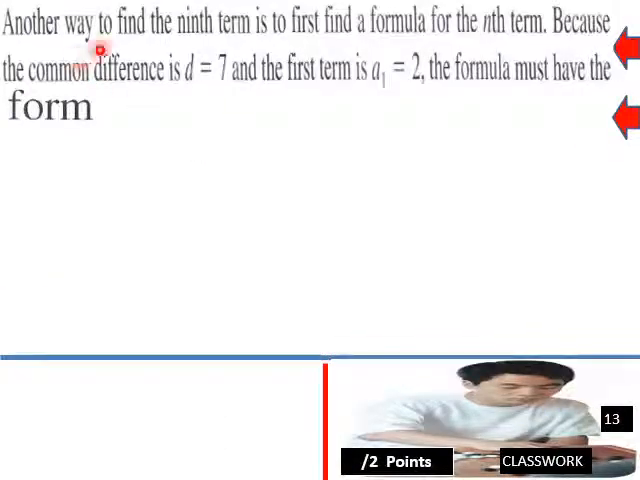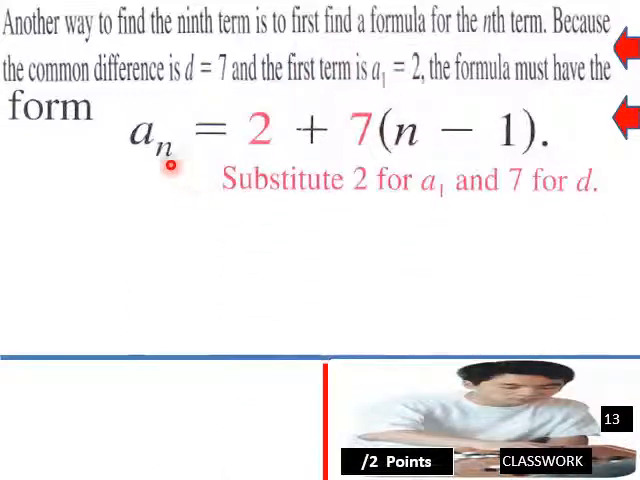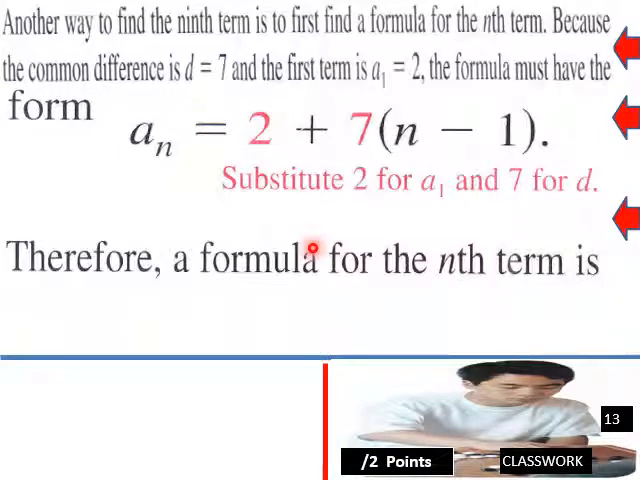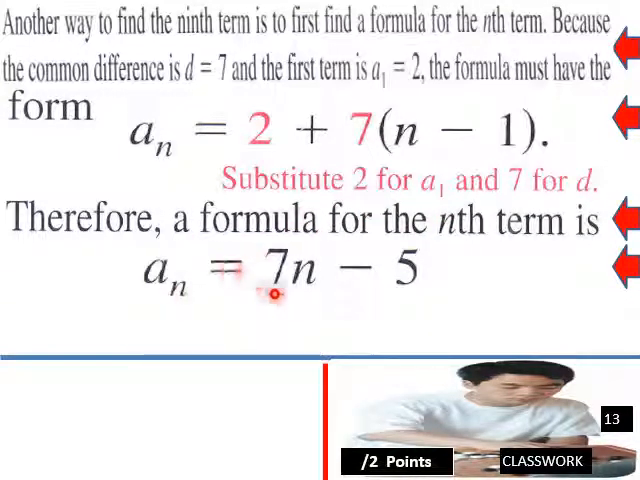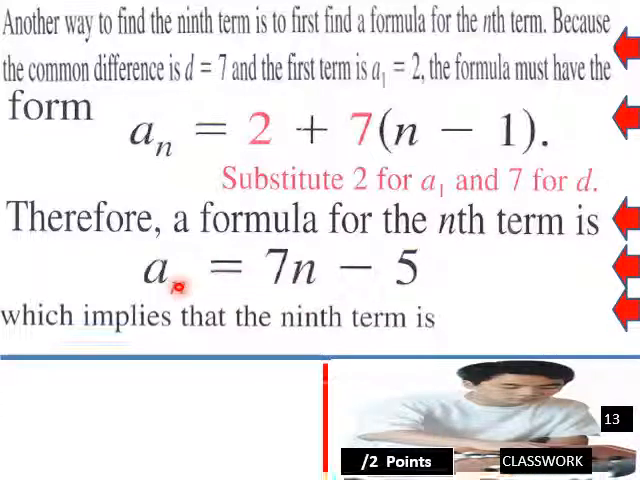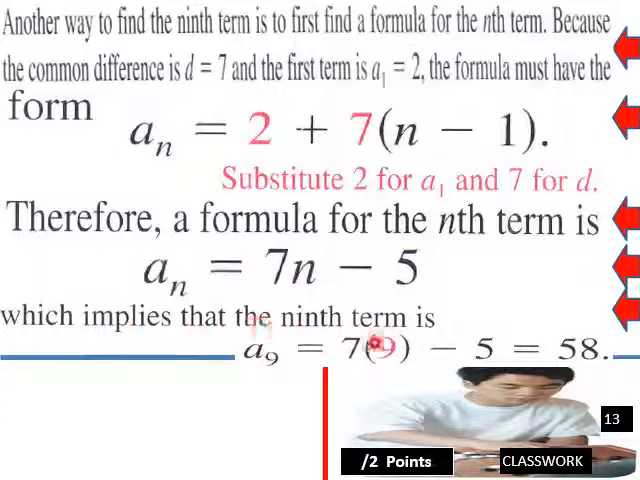Or another way to find that 9th term is to find a formula for the nth term. Because the common difference is 7 and the first term is 2, the formula must have the form of 2 plus 7 times n minus 1. Substitute 2 for a1 and 7 for d. And then therefore the formula for the nth term, an, would be 7n minus 5, which implies that the 9th term here would be 58. 7 times 9 would be 63, minus 5 would be 58.